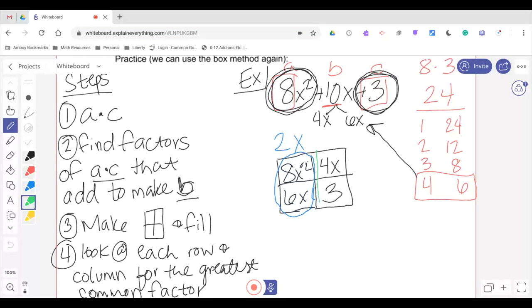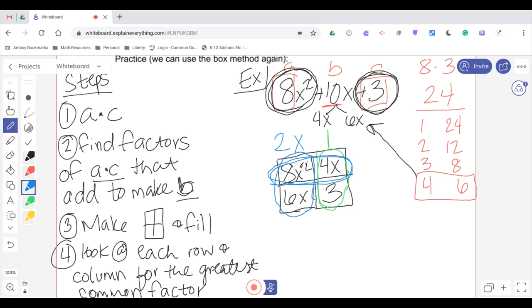Going this way, with 4x and 3, I cannot pull out an x because 3 doesn't have an x, and the biggest number that goes into both of them is 1. So I'm going to put a 1 up here. Okay. Now I'm going to go the other way. So I want to do my rows.